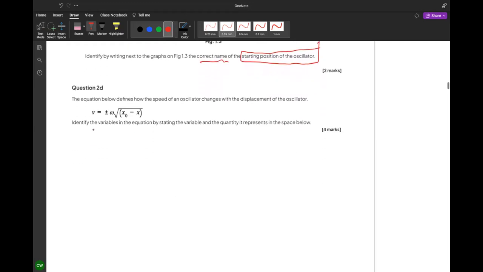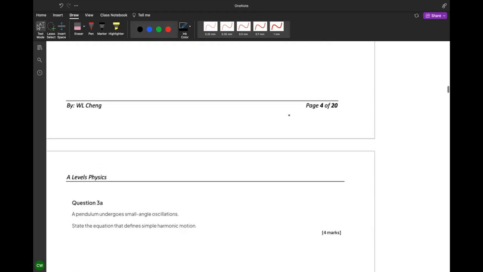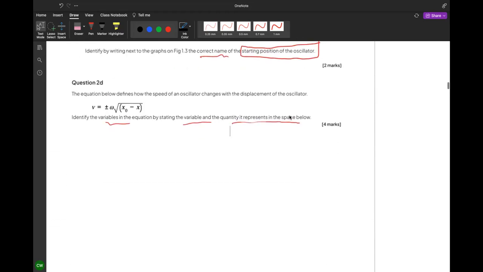This equation defines this. Identify the variable in the equation, stating the variable and what it represents in the space below. Okay. B stands for what? Speed or what? Cannot just write speed. Speed of the oscillator.